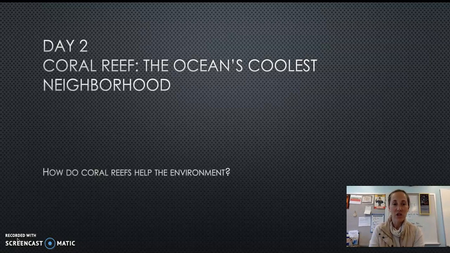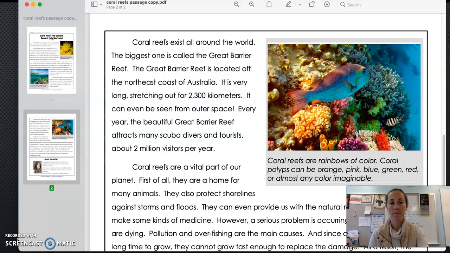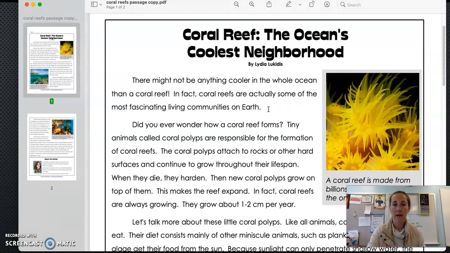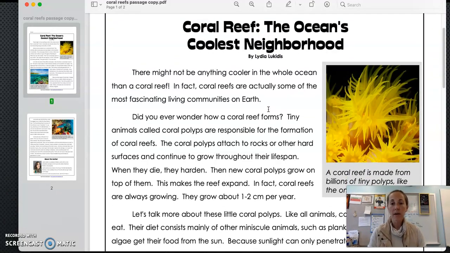So today's passage is Coral Reef, the ocean's coolest neighborhood. And the question is, how do coral reefs help the environment? So I will read the passage out loud to you. I can post it here if you'd like to read it by yourself, but I'm going to go ahead and read it out loud.